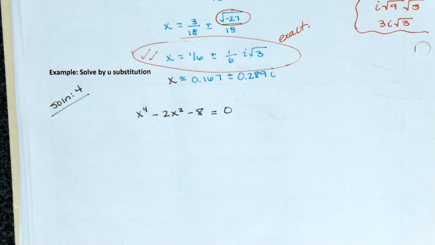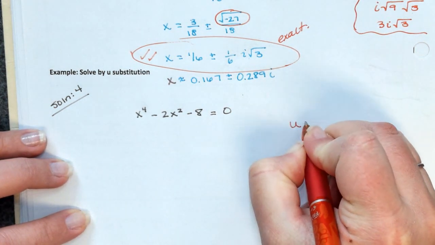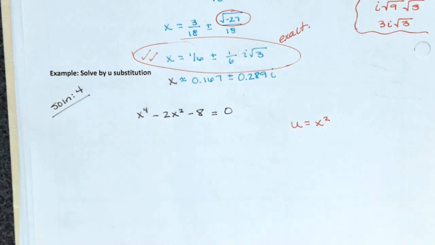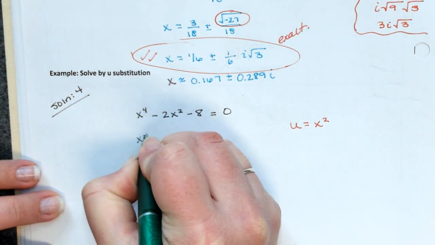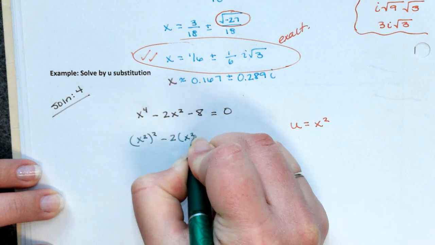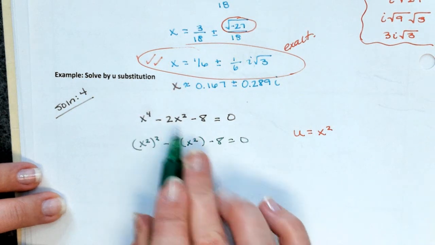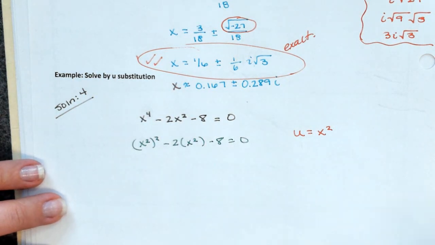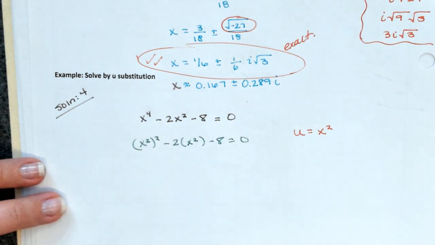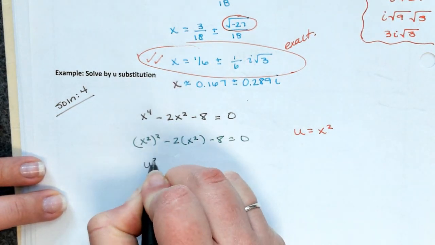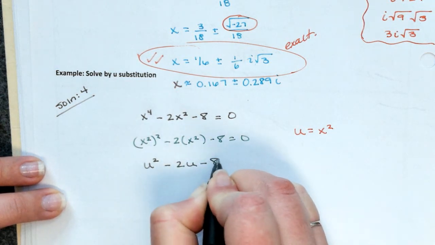I should have 4 solutions. Okay? Since this looks like a quadratic, we can say that u equals x squared. And then we're going to use U substitution here. I'm going to show you this next step; you do not have to write it in your actual assignment. This is x squared squared minus 2 times x squared minus 8 equals 0. x squared squared is x to the 4th. 2 times x squared is the same as 2 times x squared. But what this allows us to do is say that x squared is now just going to be u. So this is the same as saying u squared minus 2u minus 8 equals 0.